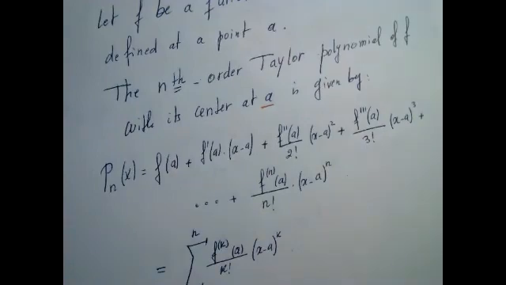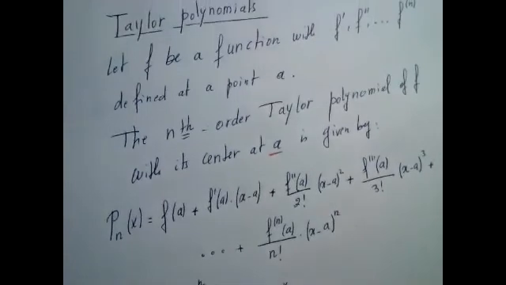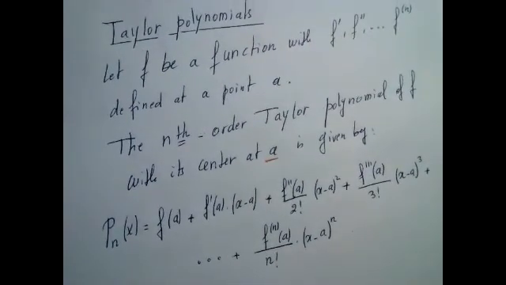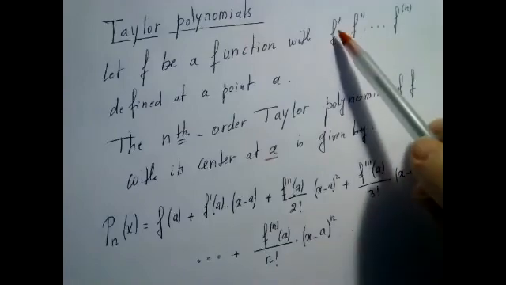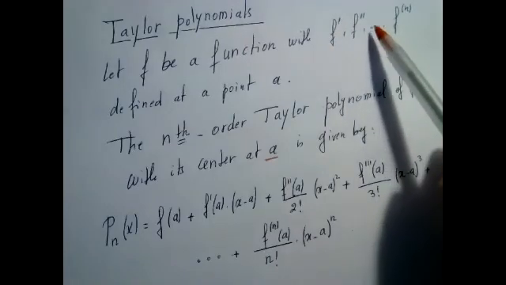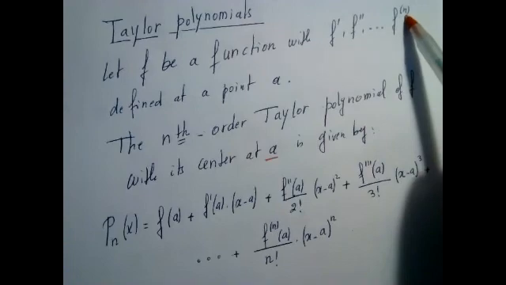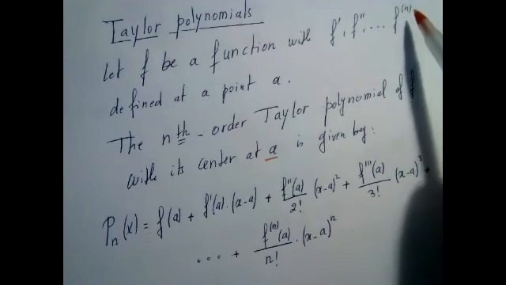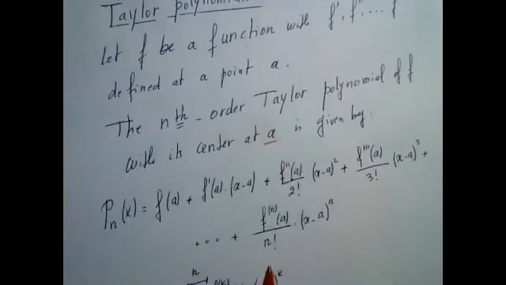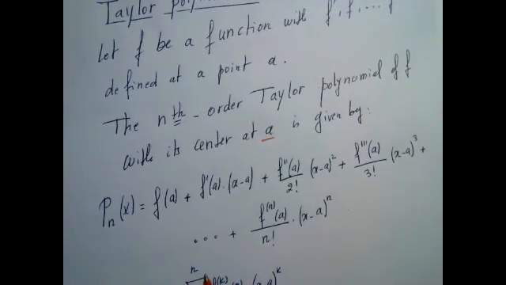Can I go back up a little bit? Absolutely. Thank you. Now this is f prime, f double prime, the third derivative, and this means the nth derivative. Okay, so when you put n between parentheses, we mean by that the nth derivative. So the nth order Taylor polynomial of f with its center at A is given by.